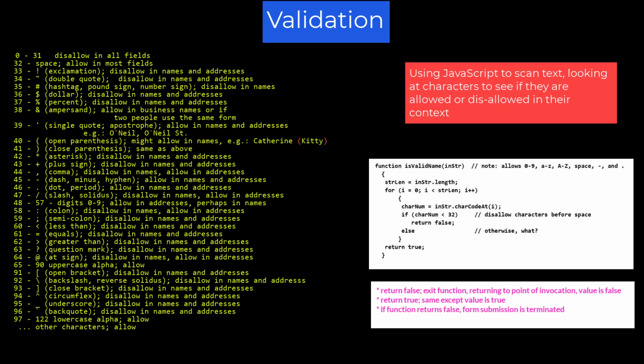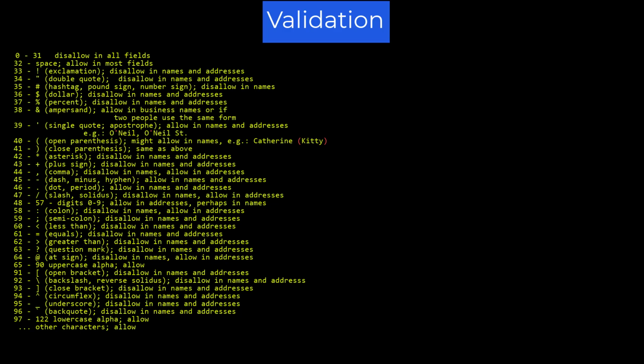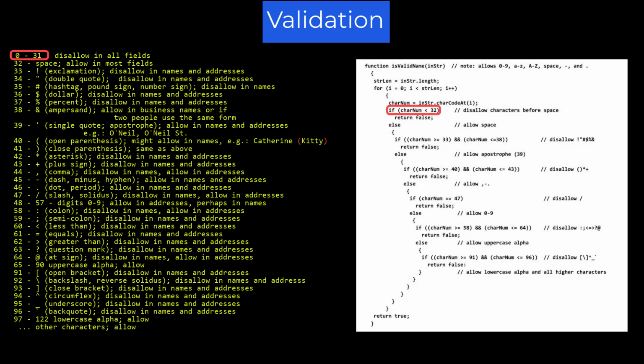Usually, when the function returns false, the whole form submission is terminated to let the user correct the error. When the function returns true, the form submission proceeds, and we'll come back to this. So, what's next? We determined that if the current character is a control character, we're done. But what if the current character is not one of the control characters?